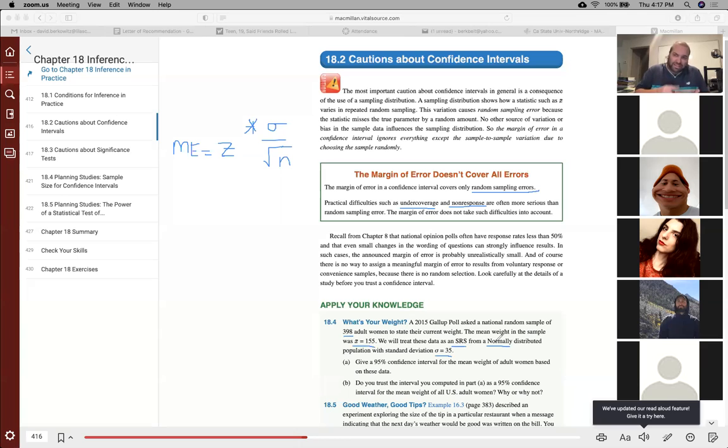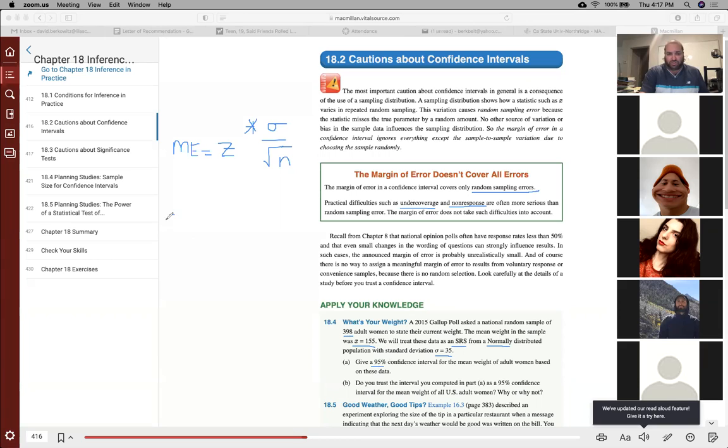In that one sentence, it essentially covered all 3 of the requirements to be allowed to use our formula. SRS, normally distributed, and we do know sigma, we just don't know the mean. So A, give a 95% confidence interval for the mean weight.